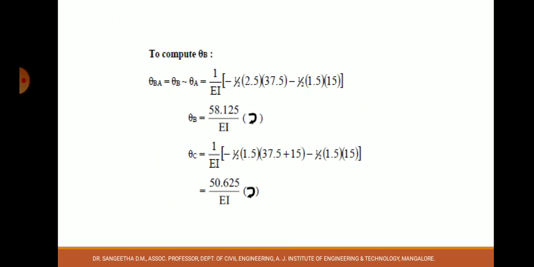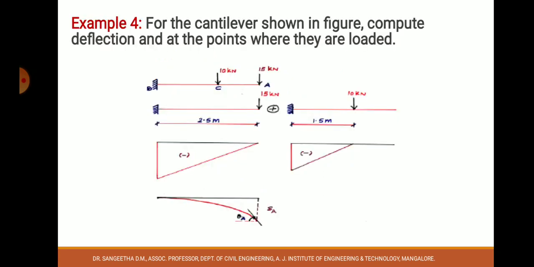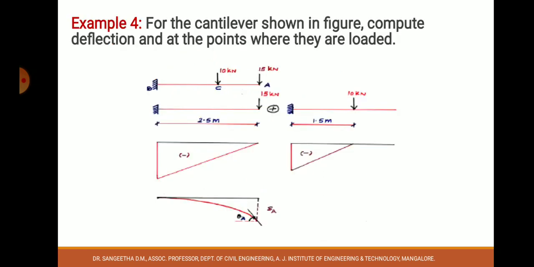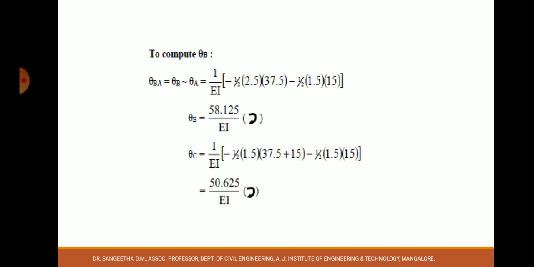Or if there are two compounded loads, you can directly add the area of the M by EI diagram of both. 1 by EI into half into base into height of one triangle plus the other one. The negative sign indicates it is downward, so it is taken as negative. So theta B is 58.125. So theta AB, when you are taking for A and B, both the loads are contributing. When you are taking for theta C, only C is contributing.